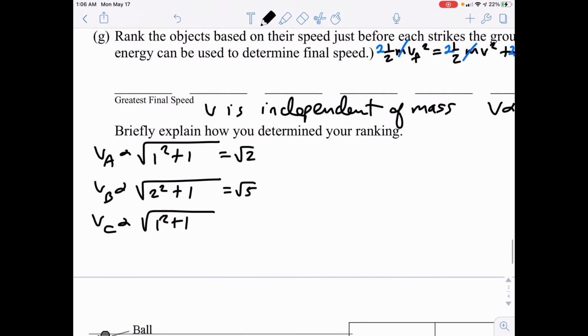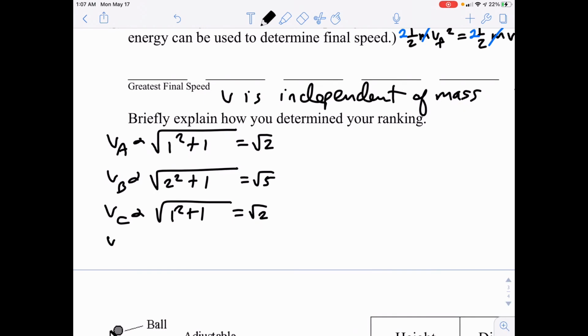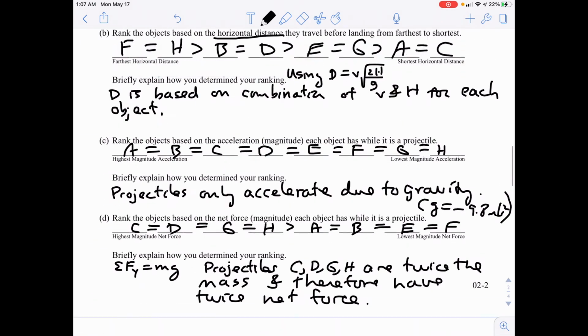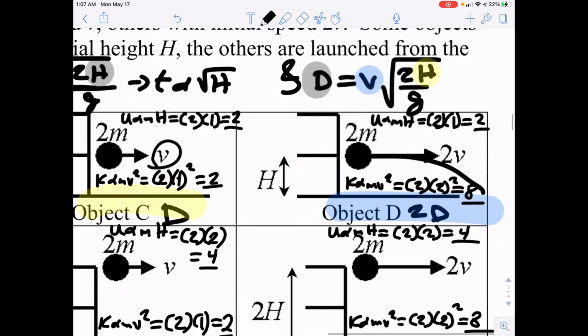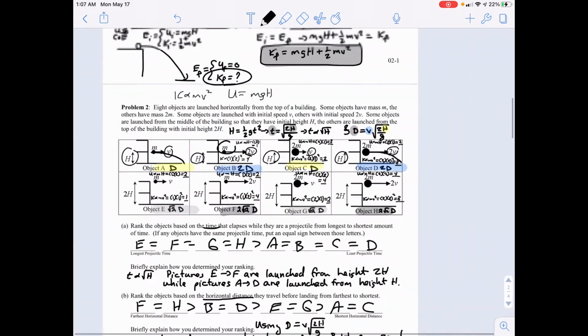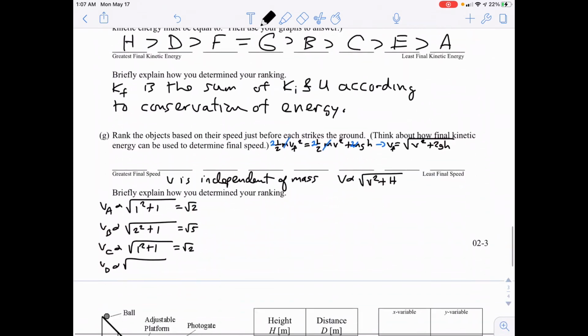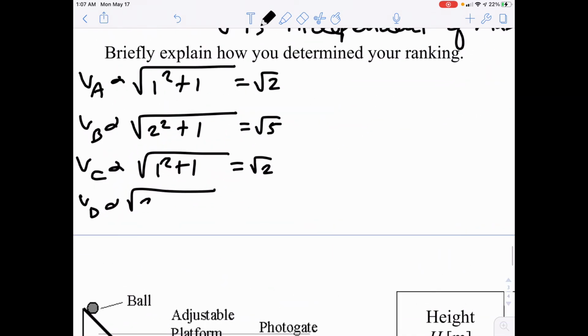1 squared plus 1 would be, again, the square root of 2. And the velocity of D is proportional to 2 velocity units, 1 height unit. Two velocity units, 1 height unit, again, square root of 5.